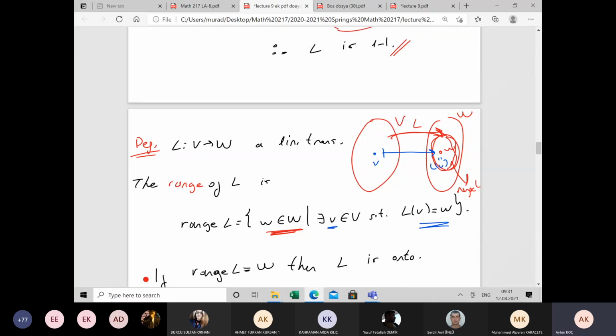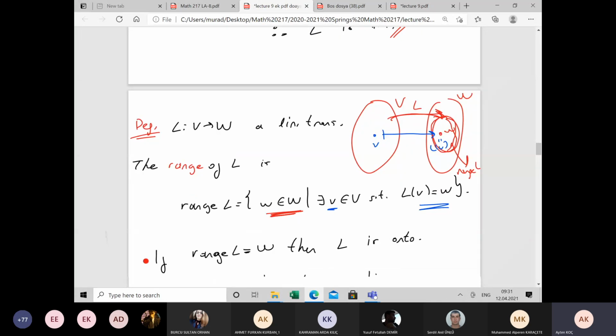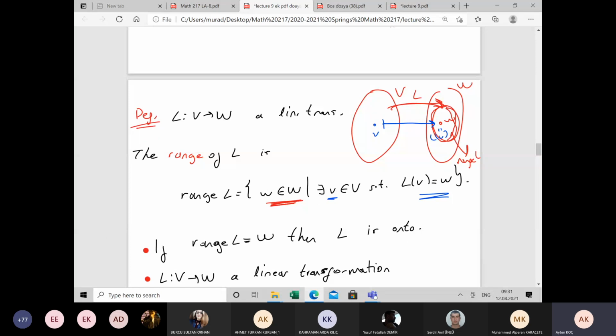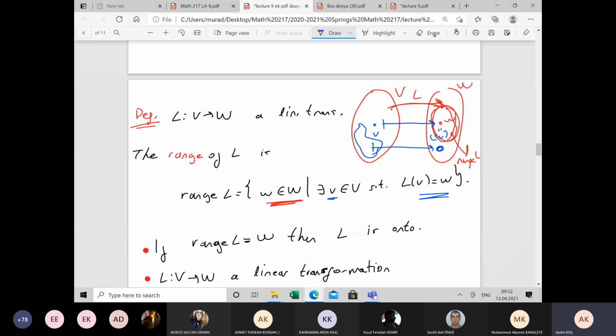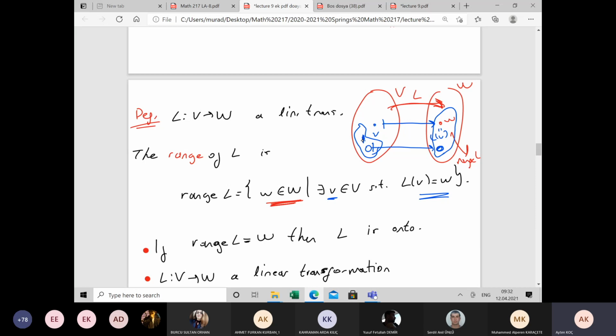We know that the kernel is here, for example, and the image is 0. Because L is a linear transformation, L of 0 is 0 here. This one is the range of L. Here the vectors map to 0, and this one is the kernel, and this one is the range of L.